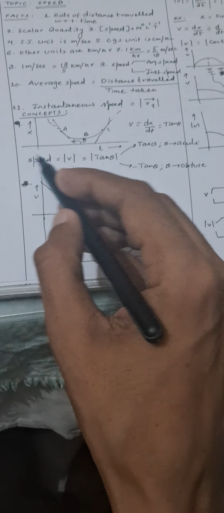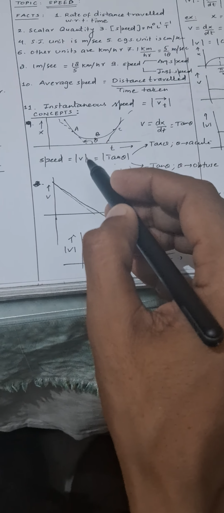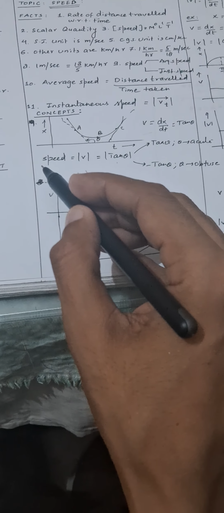There are concepts involved over here. The first concept is, if we are given an x-t graph, then how to find speed from that. We know that velocity is equal to the differentiation dx by dt, which is the slope of the tangent of the x-t graph, which is equal to tan theta. Now speed is the magnitude of velocity. I'm referring here to instantaneous speed, which is mod of tan theta. So it may be tan theta when theta is acute, and it may be minus tan theta when theta is obtuse. So that is the first concept related to speed.